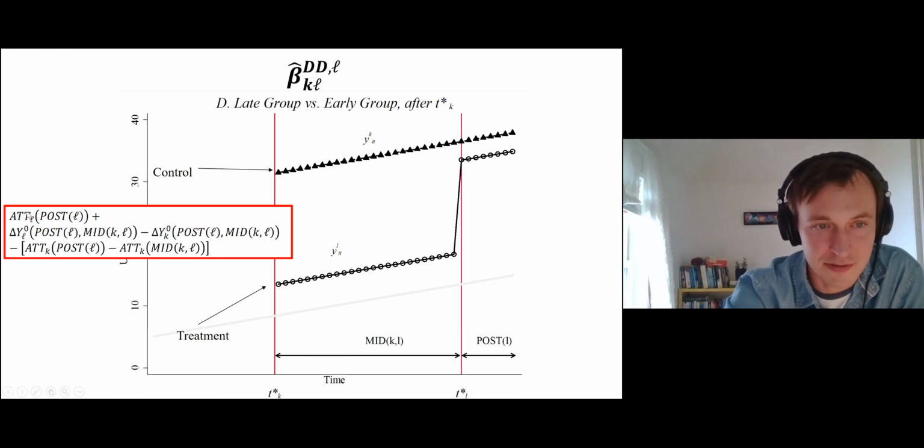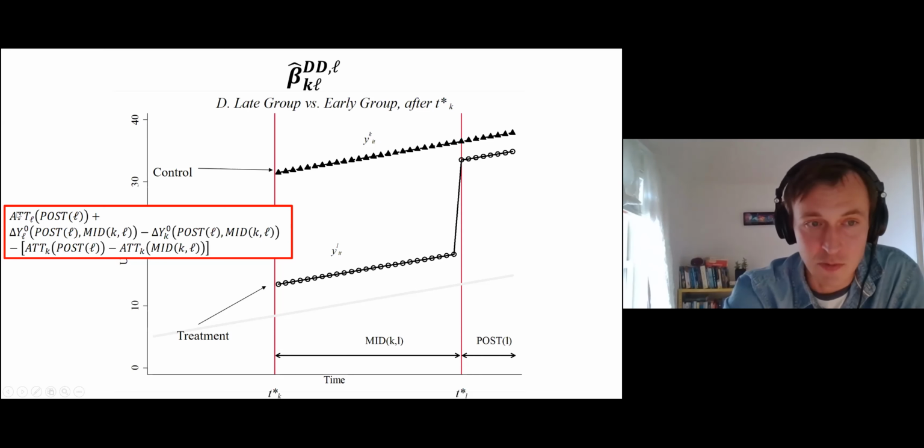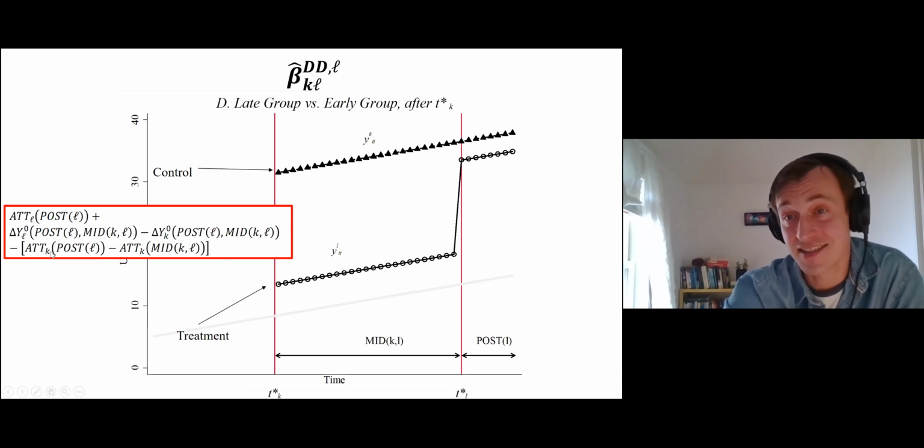So look in this red box, the first piece is good. That's what we wanted, the ATT for group L over its post period window. But then when you do the algebra down here, the bottom line is you're also subtracting out the change in treatment effects for group K, the control group. And this is a real problem. It's a real problem when your control group also can have treatment effects. That's not usually what we think of as a control group.